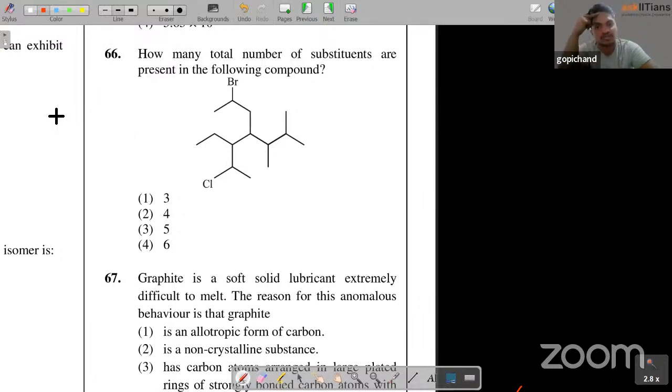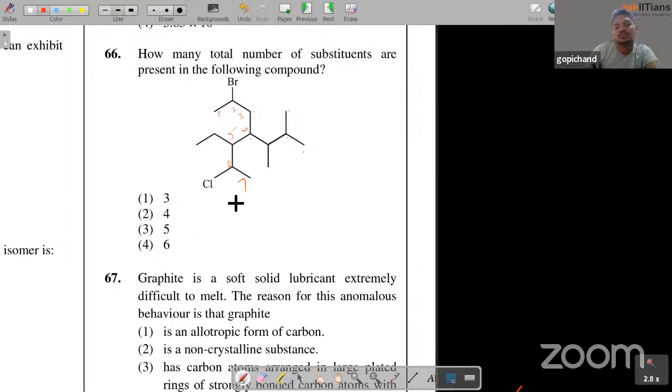How many total number of substituents are present in the following compound? Substituents. So first of all, to understand the meaning of substituents, we should know the IUPAC rule. So main parent chain. How do you find the main parent chain? You will find a chain where you are having more number of branches and longest chain length. So on that occasion, if you can see 1, 2, 3, 4, 5, 6, and 7 here.